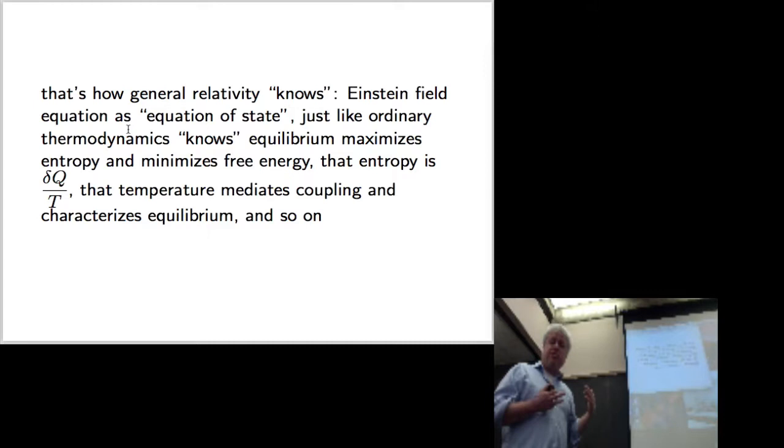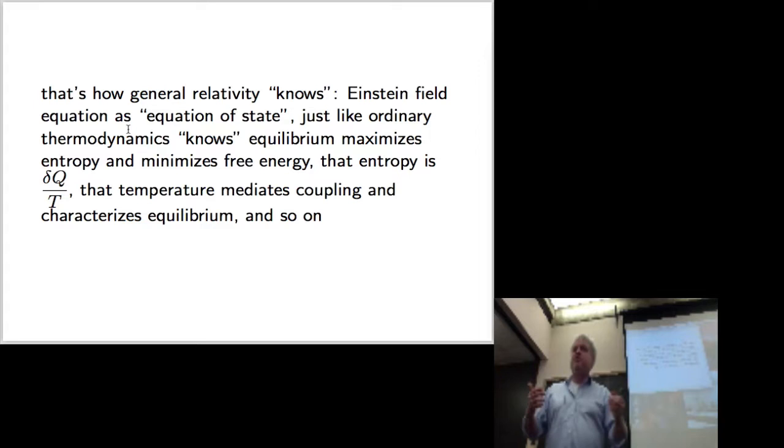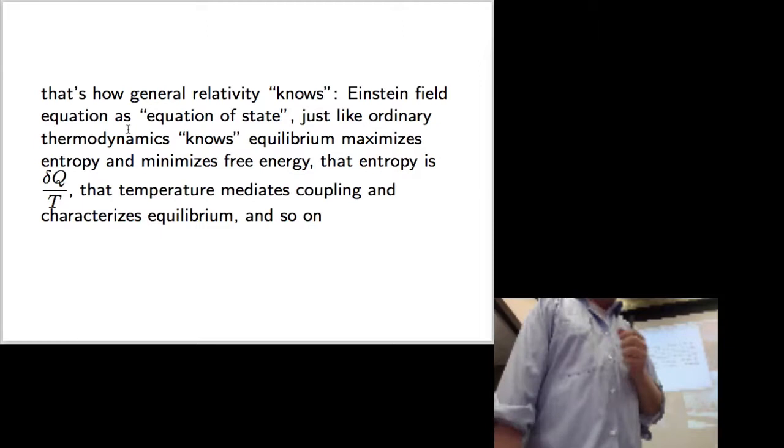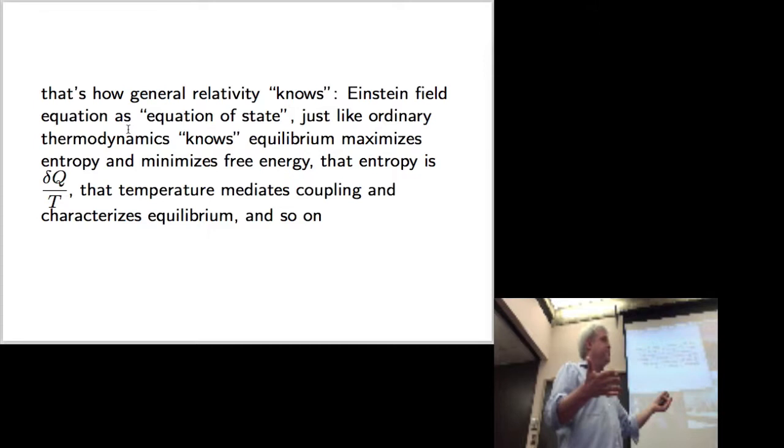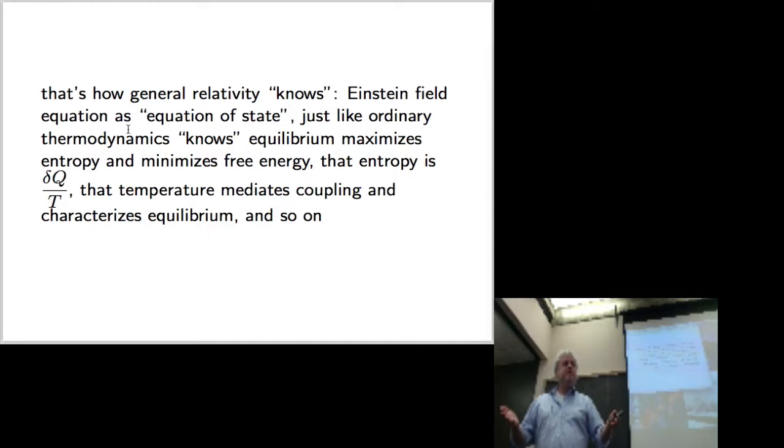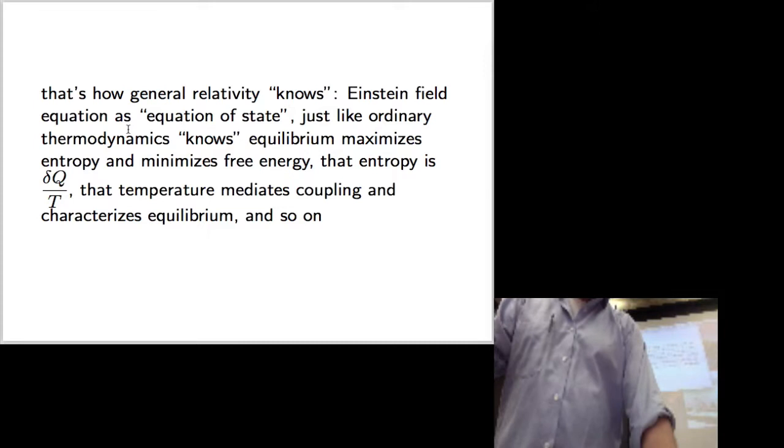Just like in ordinary thermodynamics, one knows that equilibrium maximizes entropy and minimizes free energy, that entropy is the Clausius formula, that temperature mediates coupling and characterizes equilibrium, and so on and so on. Because all of this arises from a statistical analysis of an underlying microdynamics. And this is what pops out in that statistical analysis. So in the same way, there's some underlying thermodynamics. Presumably, this thermodynamics itself arises from a statistical treatment of some micro degrees of freedom. Out pop the laws of black hole mechanics. Out pop the laws of black hole thermodynamics.